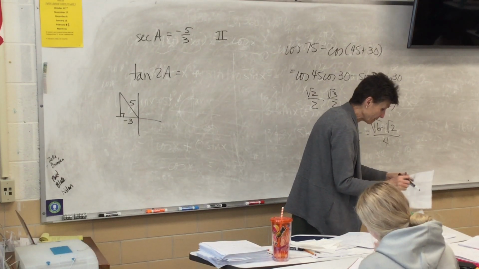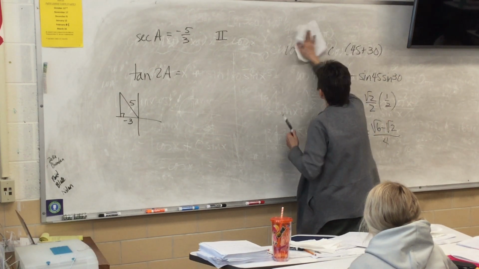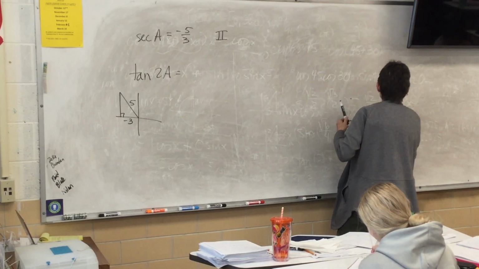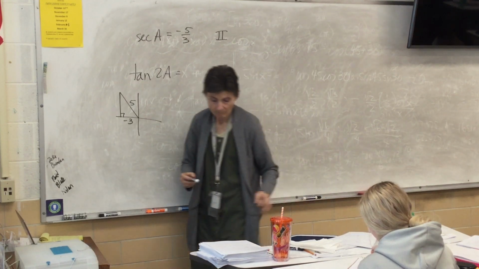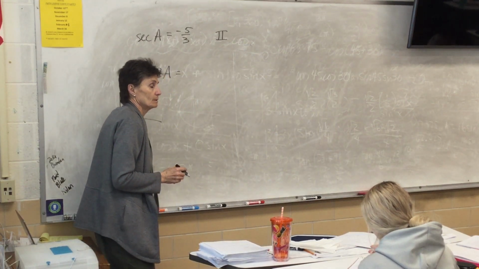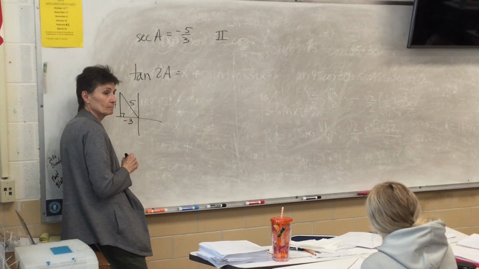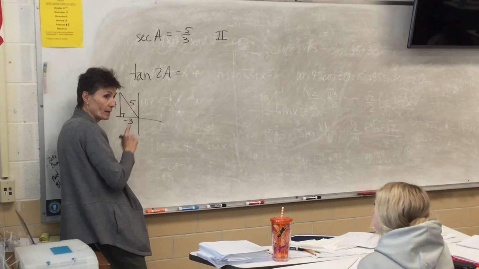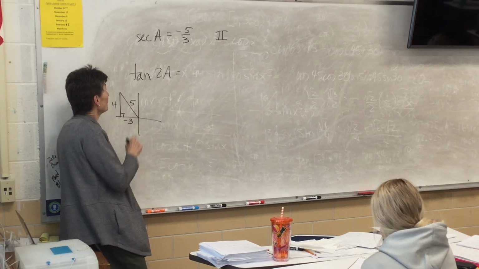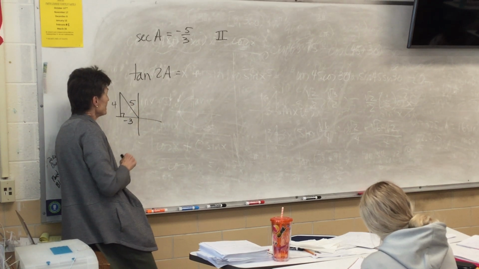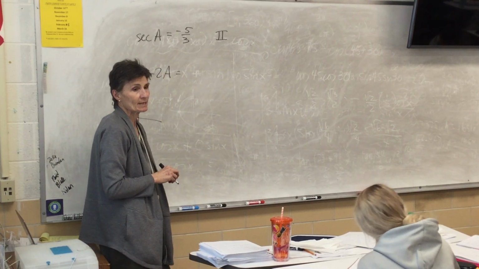Can I go ahead and find that missing side? What does the Pythagorean theorem tell me about the missing side? Square root of 16, which would be 4. And it's positive because it's going up. So that's a picture of A. Now what about a formula for tan 2A? What's my formula for the tangent of 2A?